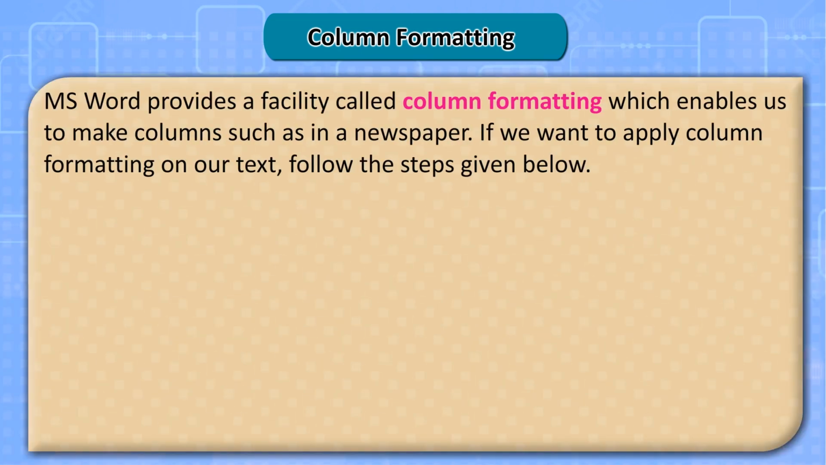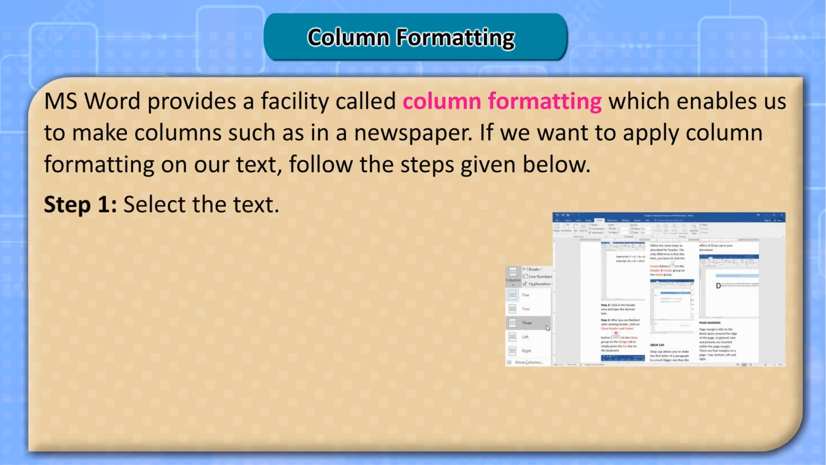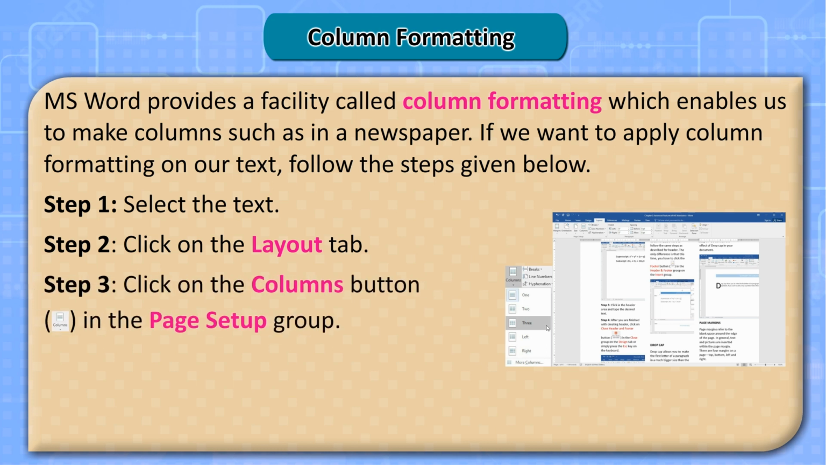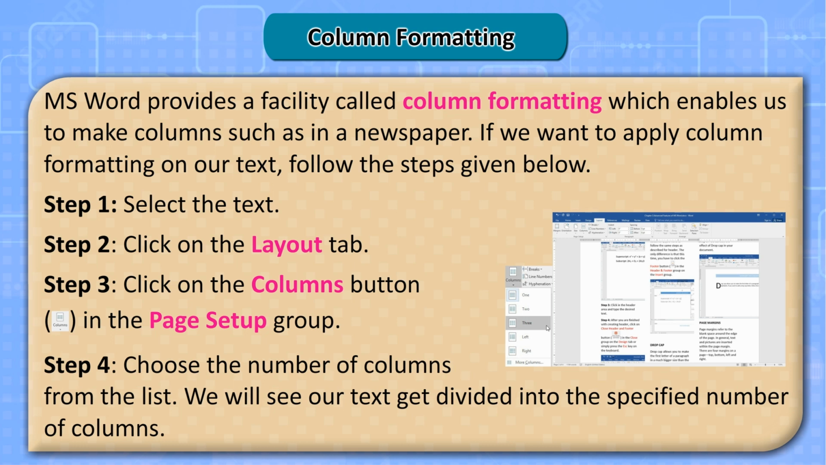Column formatting. MS Word provides a facility called column formatting which enables us to make columns such as in a newspaper. If we want to apply column formatting on our text, follow the steps given below. Step 1. Select the text. Step 2. Click on the Layout tab. Step 3. Click on the Columns button in the Page Setup group. Step 4. Choose the number of columns from the list. We will see our text get divided into the specified number of columns.